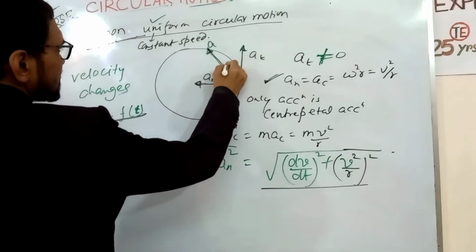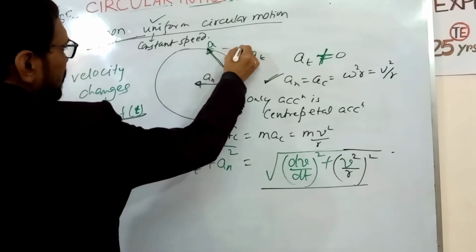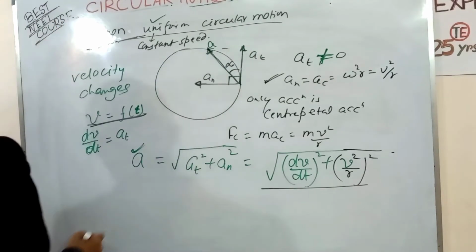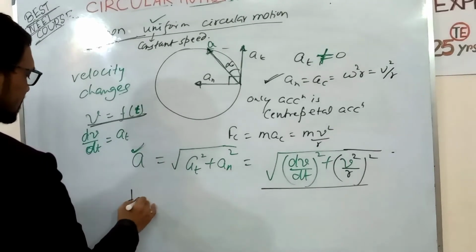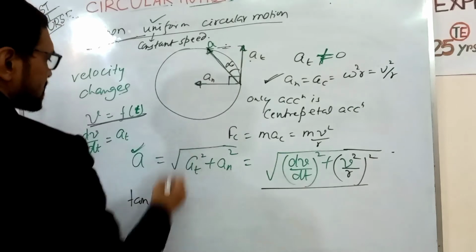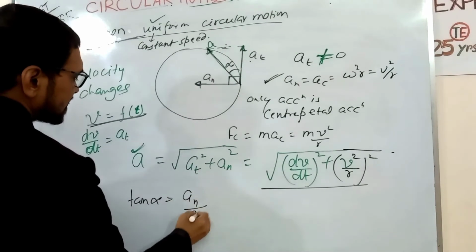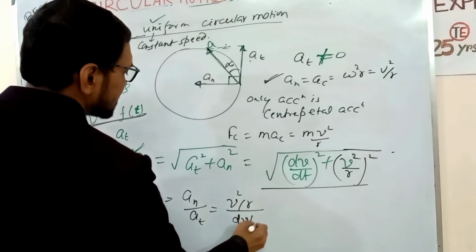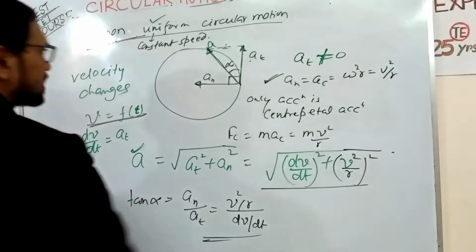Now if this angle is alpha, what is the value of alpha with the vertical? That is, in which direction does the acceleration act? This we get from the triangle: tan alpha equal to perpendicular by base, that is a_n by a_t. Now a_n equal to v square by r and a_t equal to dv by dt. So from this relation we get alpha.